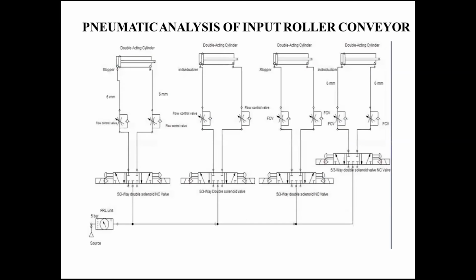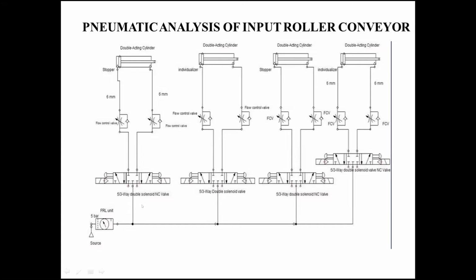This is the pneumatic analysis of the input roller conveyor. You can see there is one input source over there. We normally provide 5 to 6 bar of pressure from the compressor. The compressor in the company is kept somewhere at the end corners, for safety purposes. There is the FRL unit, where filtering, regulating and lubricating is done.